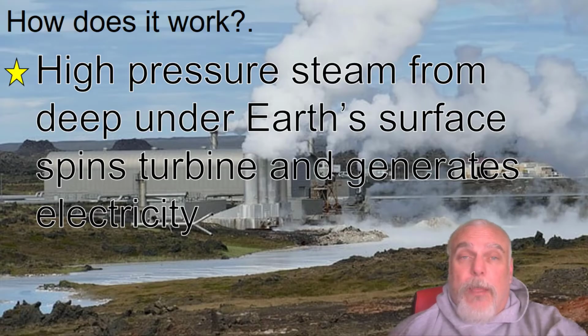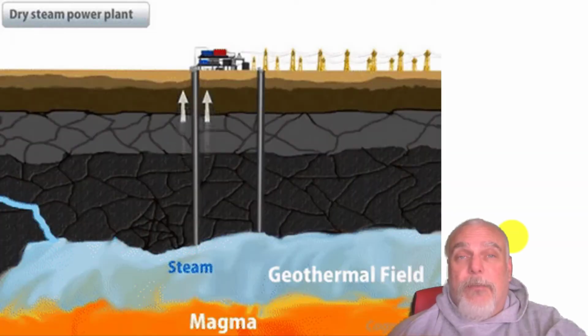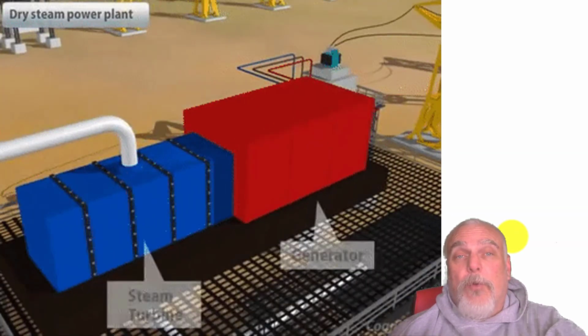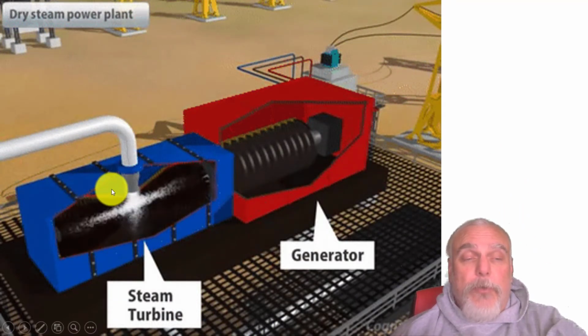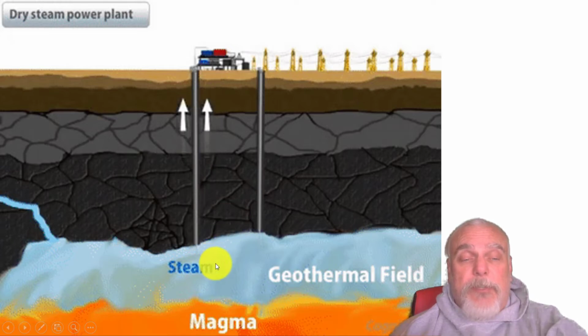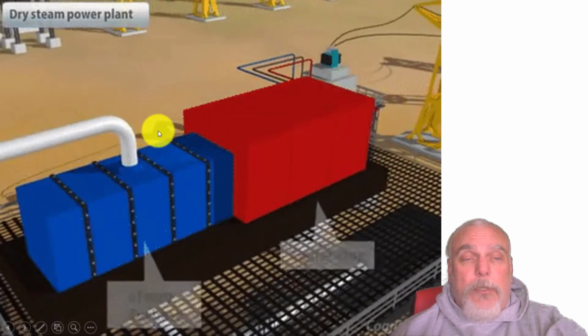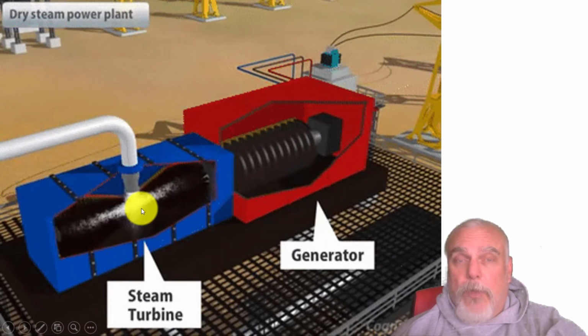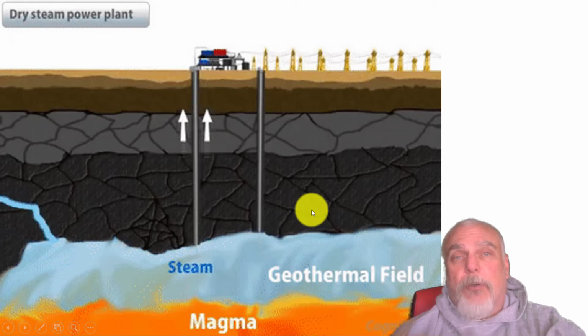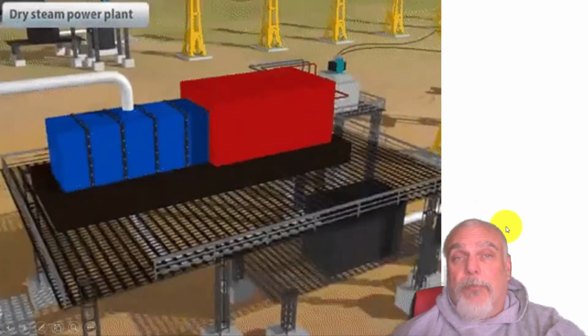How does it work? Well, high pressure steam from deep under the earth's surface shoots up and it will spin the turbine, and that turbine can move the generator and make electricity. So instead of a windmill or a wind turbine where the wind pushes the turbine around, you have steam shooting through and spinning the turbine. That steam is coming from below the earth, comes up here, goes shooting through, spins the turbine, kind of like a water wheel or a windmill, and that's going to move the generator and produce electricity. It's really pretty neat, pretty clever.